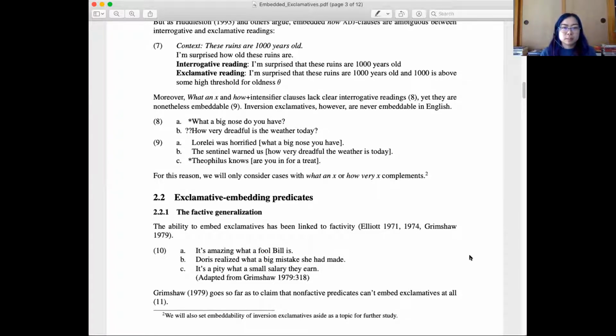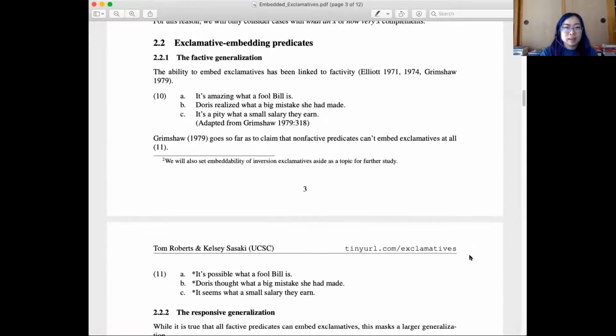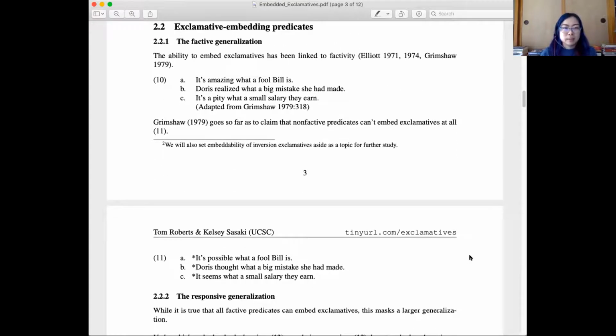And we'll also note that inversion exclamatives seem to just never be embeddable in English, as we can see in 9c. So for today, we'll only be considering cases with what-an-X or how-very-X complements. Now about the predicates that embed exclamatives.